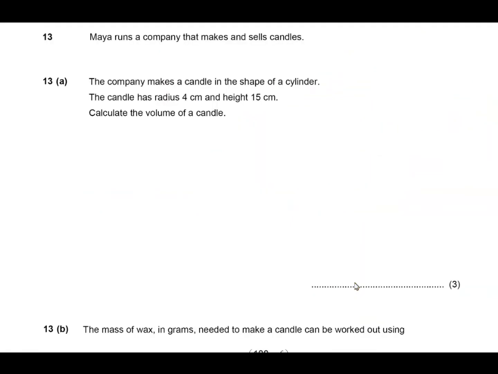Question 13. Mayer runs a company that makes and sells candles. The company makes a candle in the shape of a cylinder. The candle has a radius of 4 centimeters and a height of 15 centimeters. Calculate the volume of a candle. So you need to remember the volume of a cylinder is pi times the radius squared, that's the area of your circle, times the height of the cylinder.